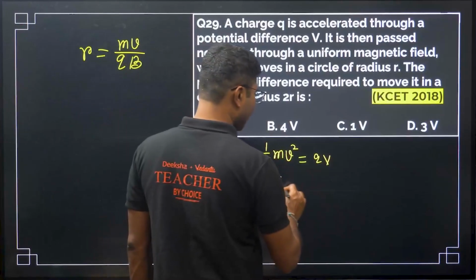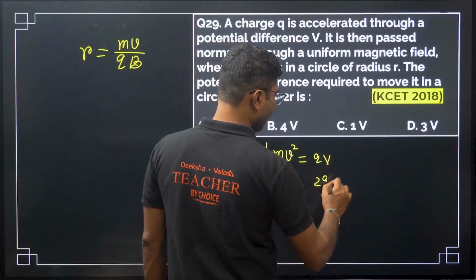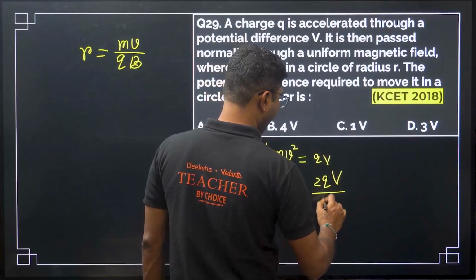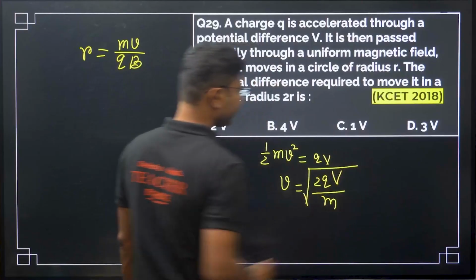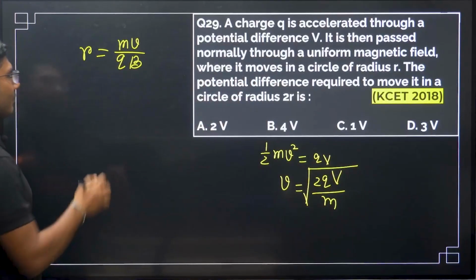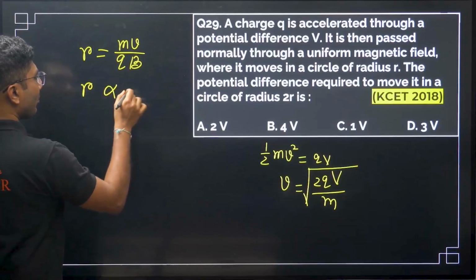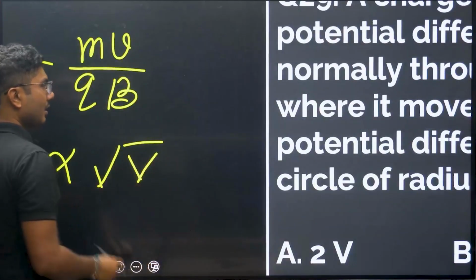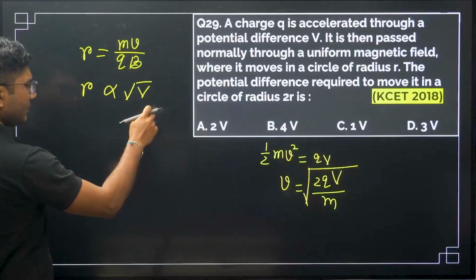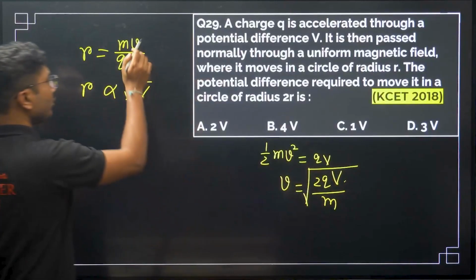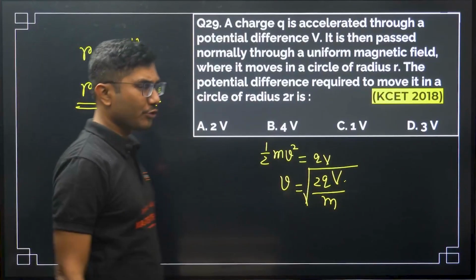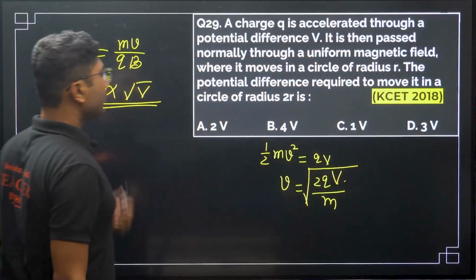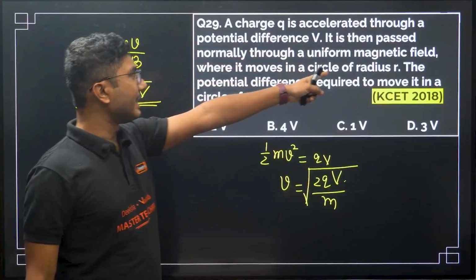From here you have to calculate the velocity v, which is the square root of 2qV divided by m. If you put that in, we will know that radius is directly proportional to the square root of the voltage. Radius is directly proportional to the applied voltage difference. So for voltage V it has a smaller radius.